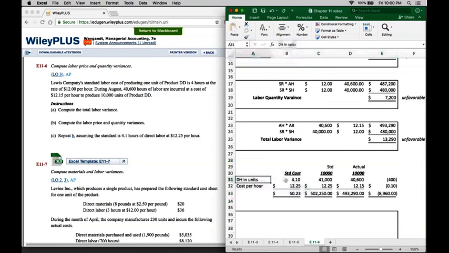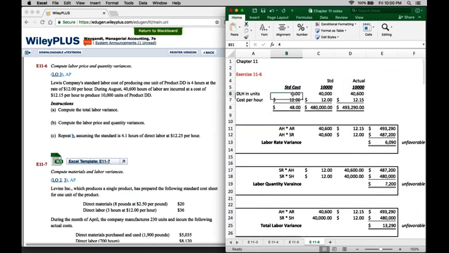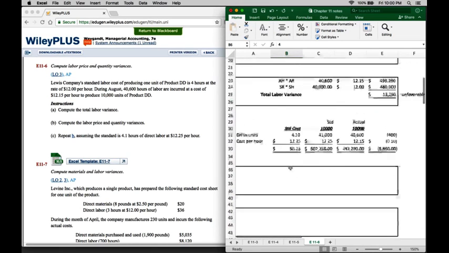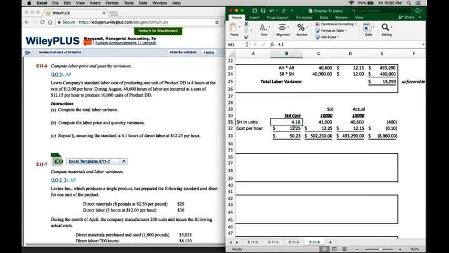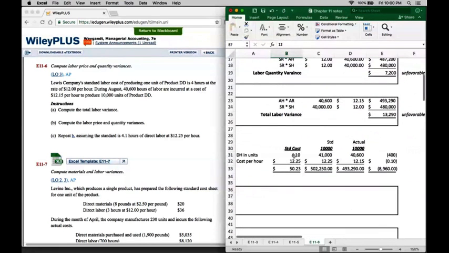Okay, so if you look at the previous one, standard was 4. Now they're saying standard is 4.1. Cost per hour, 12.25 versus 12 over here. Okay, the rest of the information is the same. So based on that, I should have spent 41,000 hours.